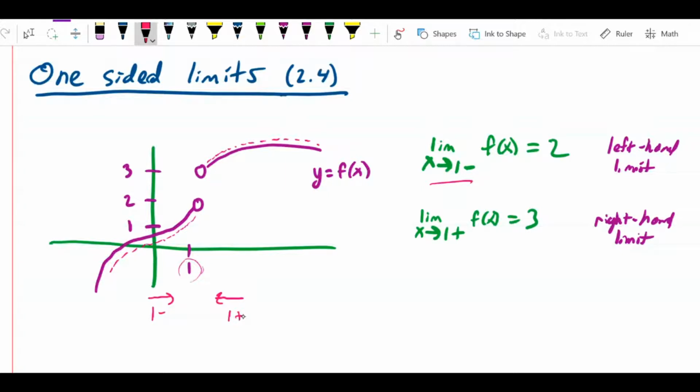So it's actually fairly significant that we write the plus or the minus after the number, because if we wrote it before the number, we would just be talking about -1 or +1. Here in this case, the approach point is +1 in both cases, but we're sort of overloading these symbols minus and plus to say that we're approaching from the left side or the right side.